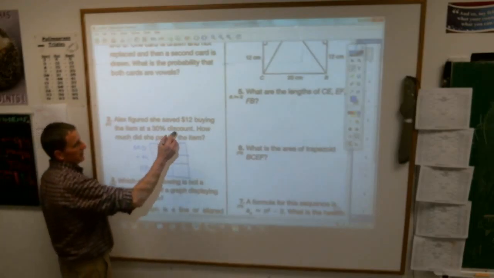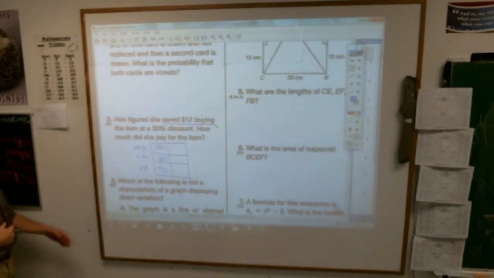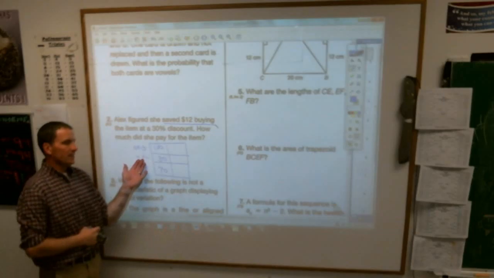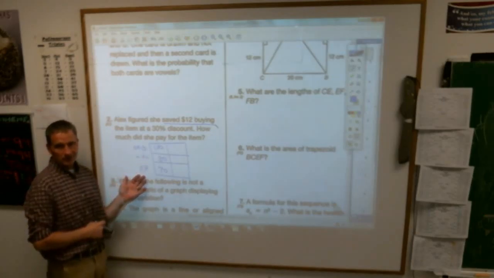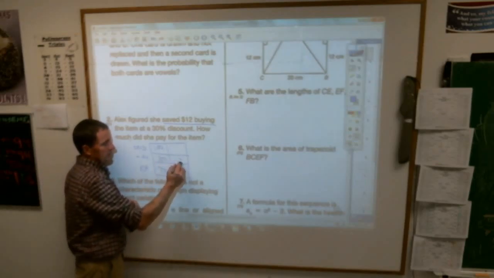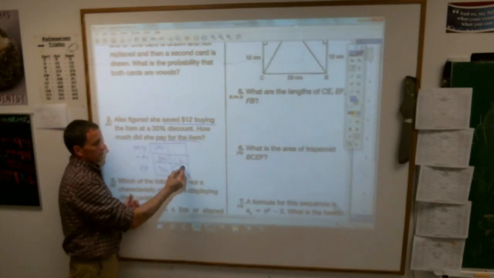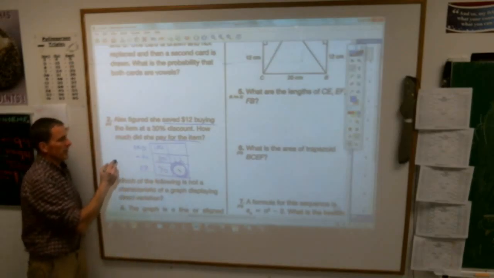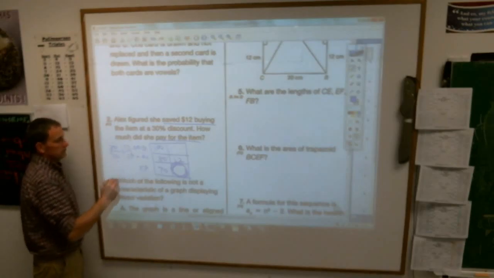Now the question is, saving $12. Is that the original price? Was that how much her discount was? Or was that what the final price she paid was? Saving $12, which category would that fit? The discount. Yeah, that's how much she saved, that's how much she gets off, $12. And then, how much did she pay for the item? That would be the final price. So that's what you're looking for. You just make those fractions. 30 over 70 equals 12 over what number?